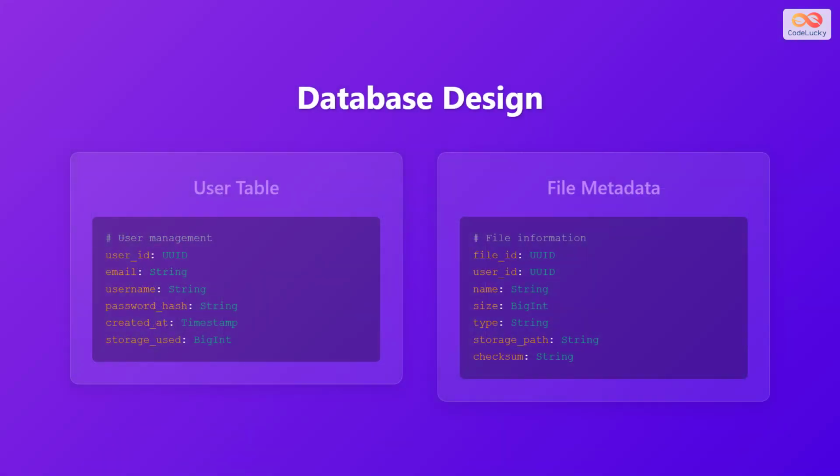Let's take a look at the database design for a file storage system. We'll need a user table to manage user accounts. It includes fields such as user_ID, which is a universally unique identifier, email, which is a string, username, which is a string, password_hash, which is also a string for security, created_at, which is a timestamp, and storage_used, which is a big integer. We will also need a file metadata table to store information about the files. This includes file_ID, user_ID, name, size, type, storage_path, and checksum all as strings.